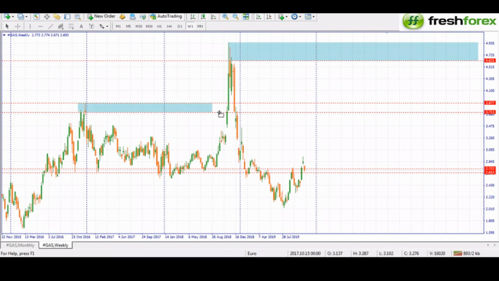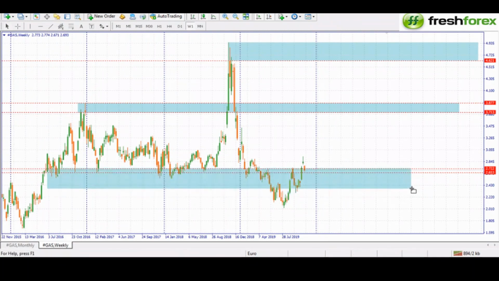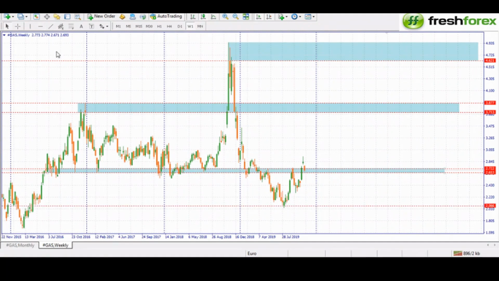Draw your levels from the highest time frames possible. Start with the monthly, move to the weekly, and remain on the daily. I'll draw this here, and then like this. I'll also pick this level here, this support, like this. Then I'll also put a line at the very bottom, which is at this point here.